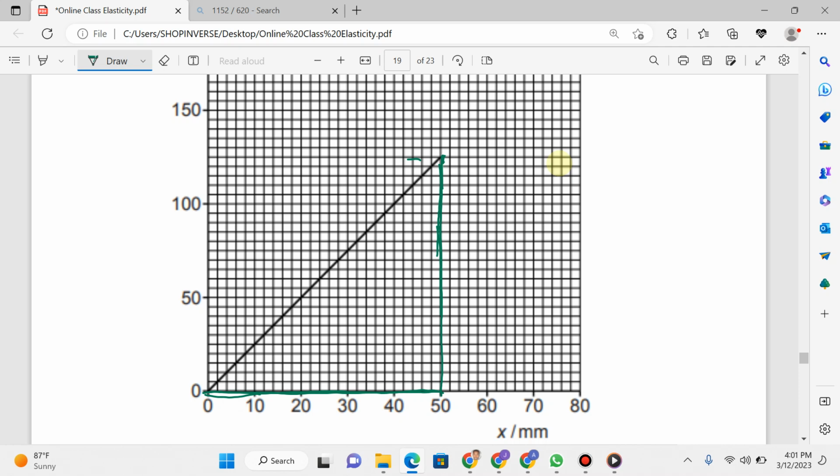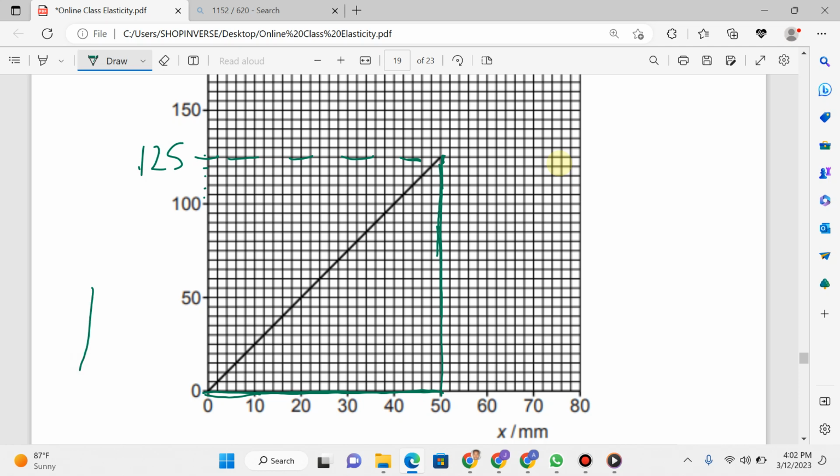Now, what's the value of the force here? 50, 100, 150. So this should be 125. Each tiny box is 5 units. So 100, 105, 110, 115, 120, 125. This is 125. And on the x-axis, we have 50. That's the value we have on the x-axis.